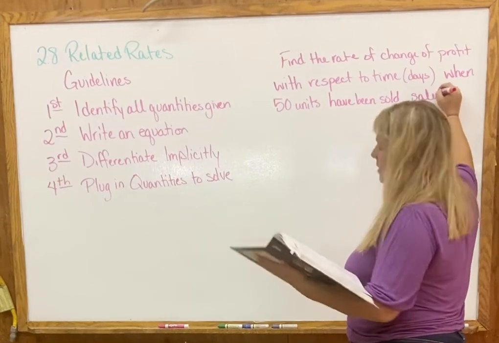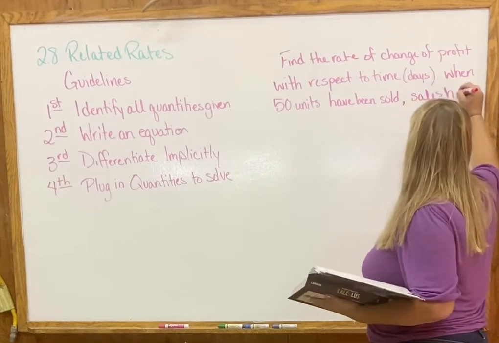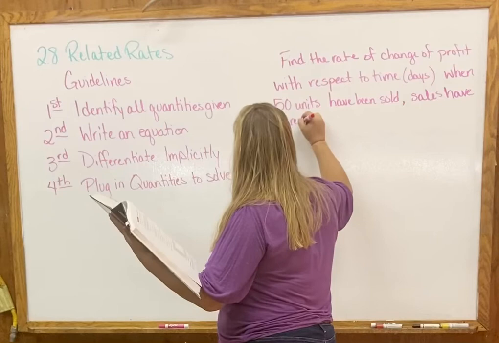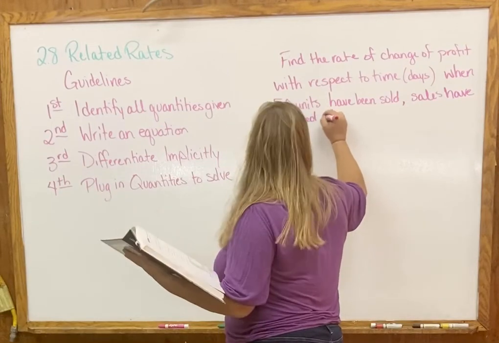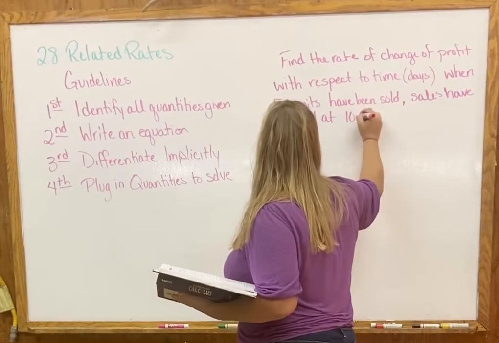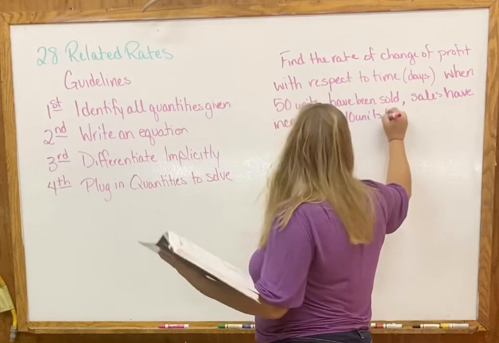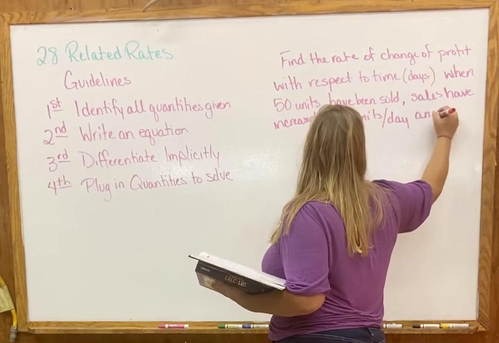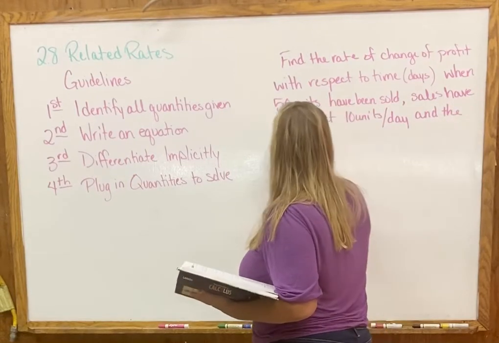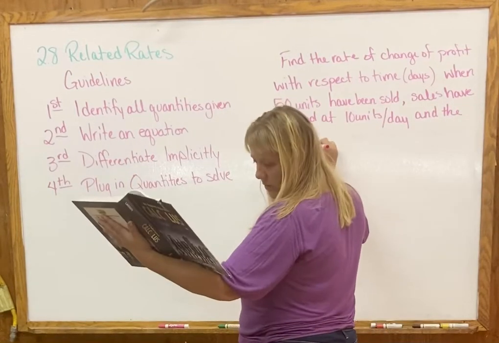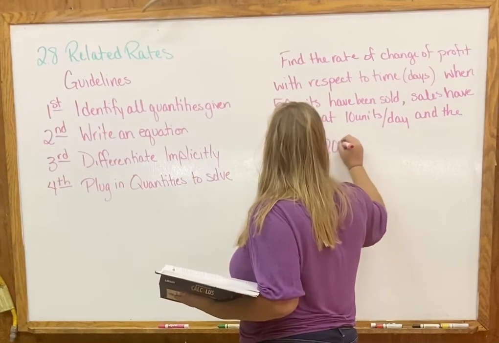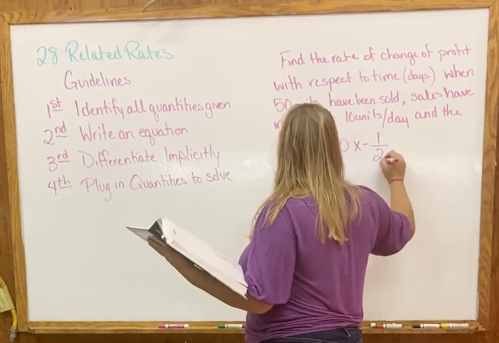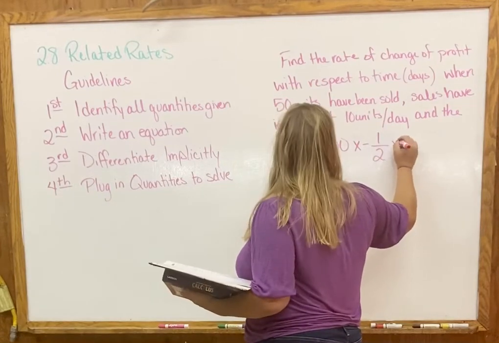Sales have increased at 10 units per day, and the profit function is P equals 200x minus 1/2 x squared.